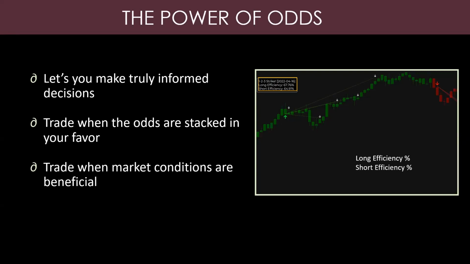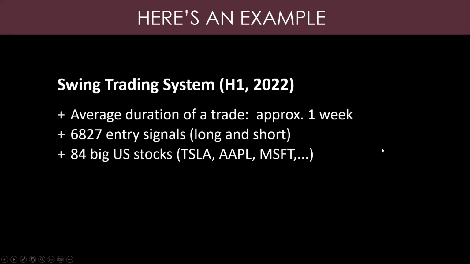Now, I promised you some evidence why we believe that these odds based on historical data are useful. We have conducted a very comprehensive back test earlier this year, where we back tested a swing trading system on the hourly chart starting from January 2022. We not only chose one symbol, we chose 84 different symbols, in fact, 84 big US stocks such as Tesla, Apple, Microsoft, and so forth. And the average trade duration was about 1 week. So it's a typical swing trading setup. And over the back test period, 6,827 entry signals, both long and short, were generated.